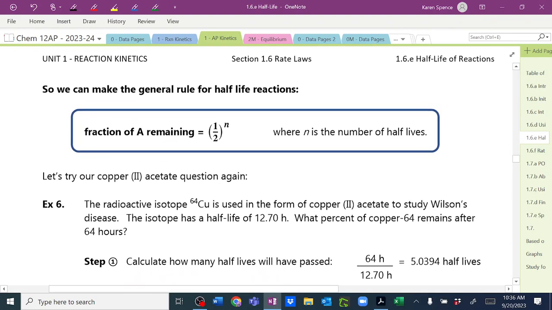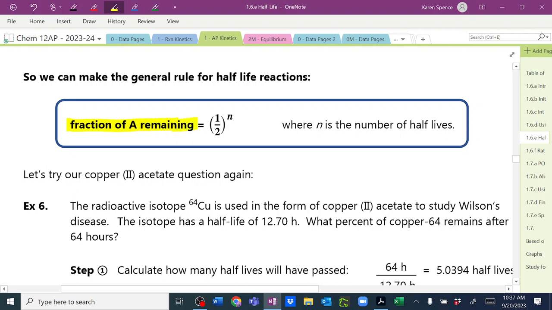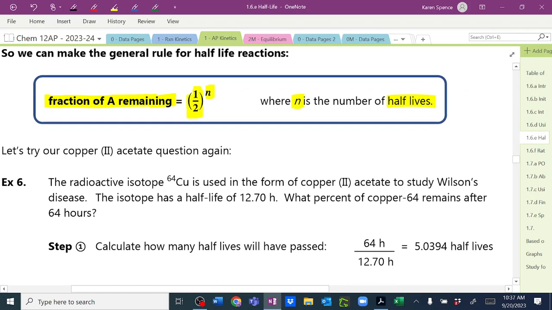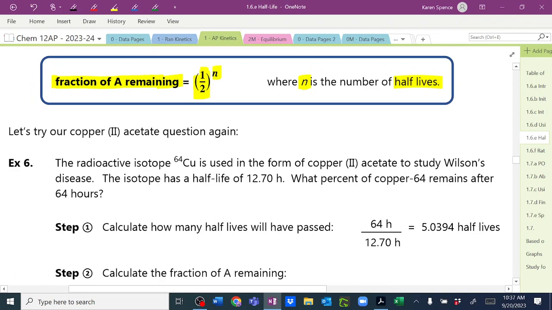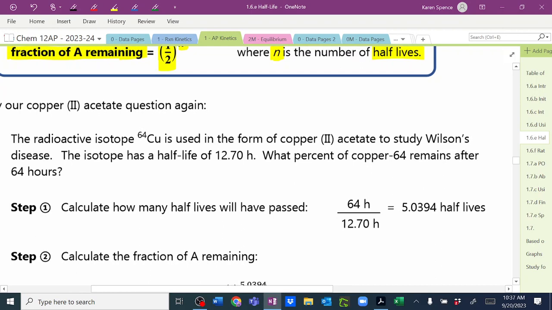The general rule for half-lives, this is not a formula anywhere though, so if you think this is too complicated for you to remember, quite frankly, I can't remember it either when I'm not thinking about it. The fraction of A remaining is going to be equal to a half to the n, where n is the number of half-lives. So let's try the copper acetate question that we did earlier. The half-life is 12.70 hours.